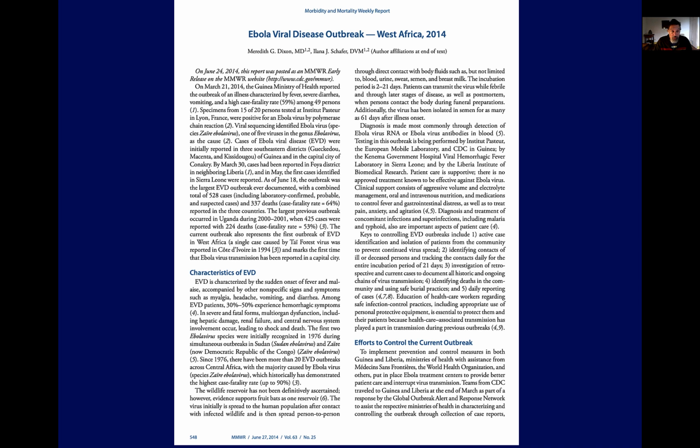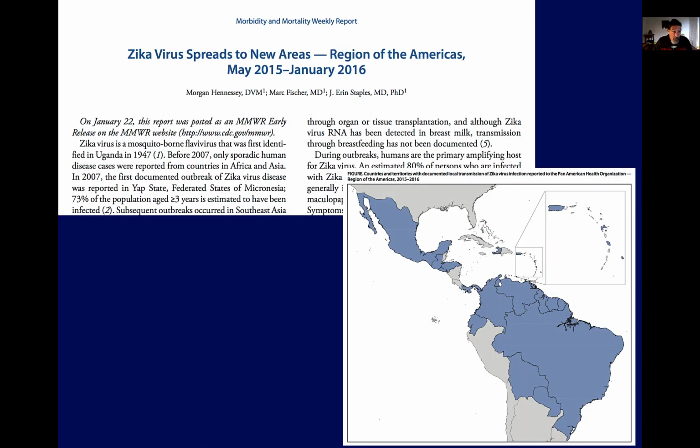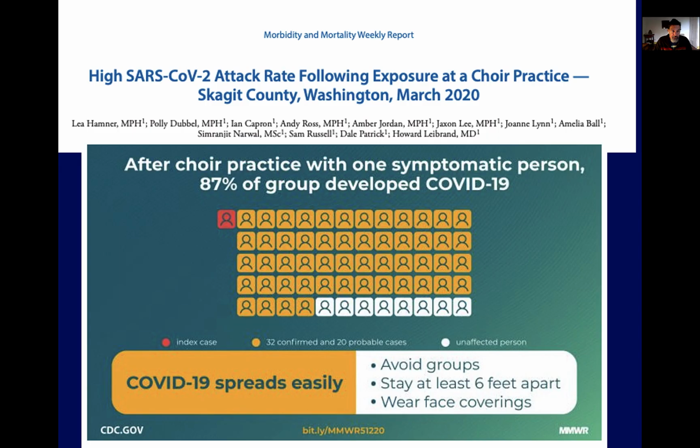So this is a report on the Ebola viral disease outbreak in West Africa in 2014, and in 2015 and 16, the MMWR also contained some of the first reports of Zika virus spread in the Americas. And more recently, there was a very interesting and detailed report of the spread of SARS-CoV-2 at a choir practice in Washington State.